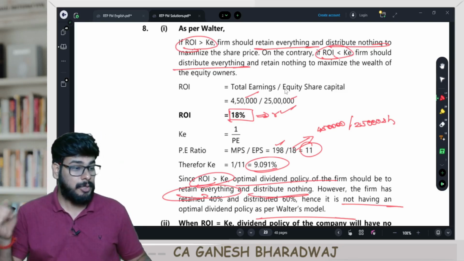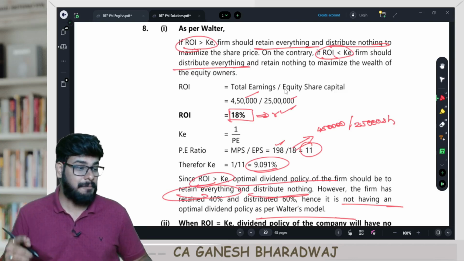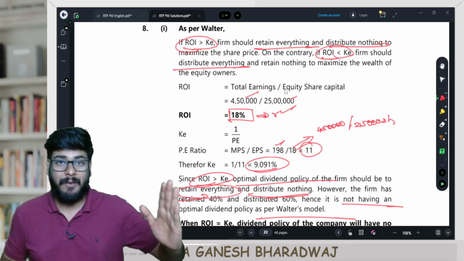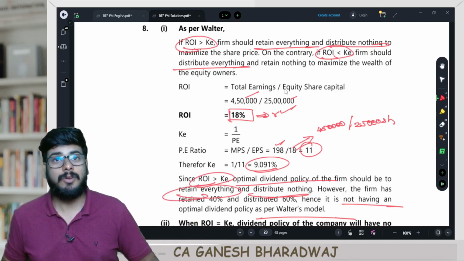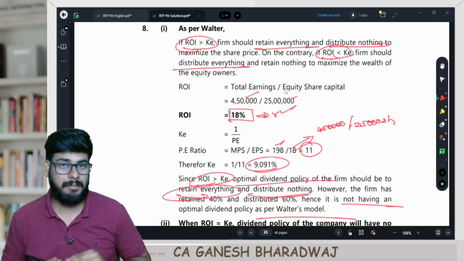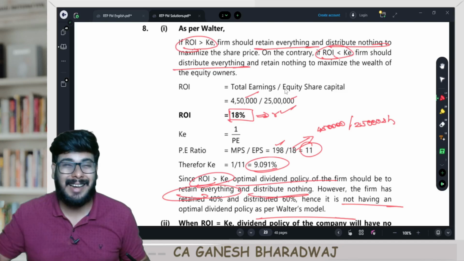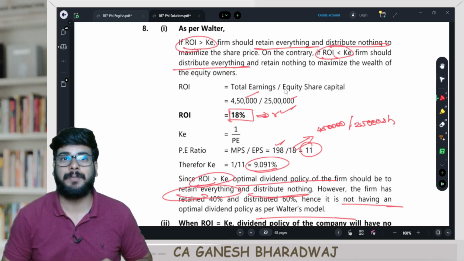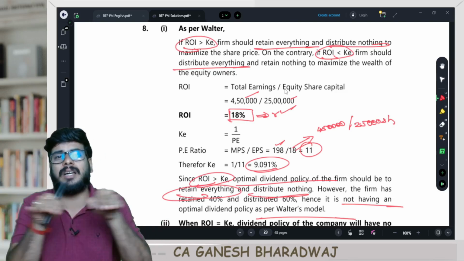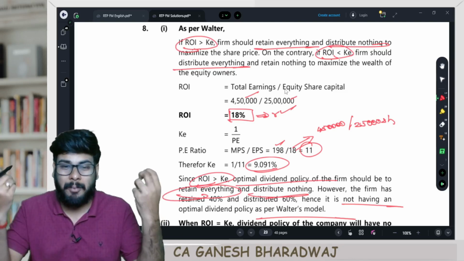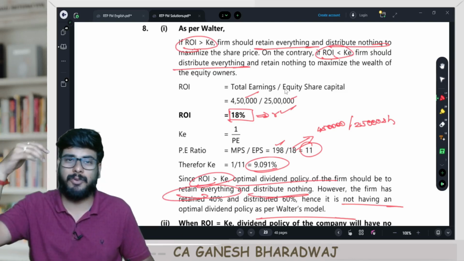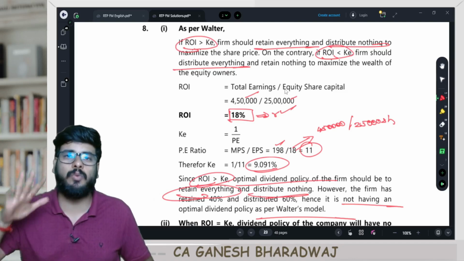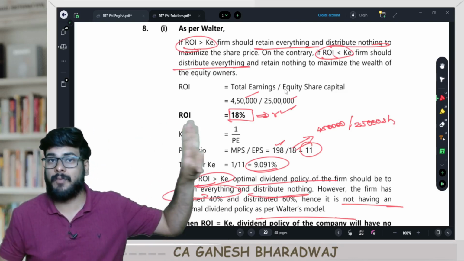Next, compute the PE ratio at which the dividend policy will not have any effect on the value of the firm. Means what? What does Walter say? If R is greater than KE, retain everything. Only if you do that, you will get the maximum share price. If R is less than KE, you distribute everything and do not retain anything. Only then the share price will be at its maximum. Whereas, if R is exactly equal to KE, then the dividend policy has no relevance. Irrespective of whatever you distribute or retain, it will not have any impact on the share price. This is what Walter says, and we have seen the derivation in our classes.